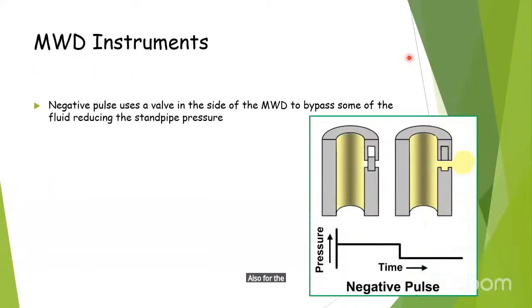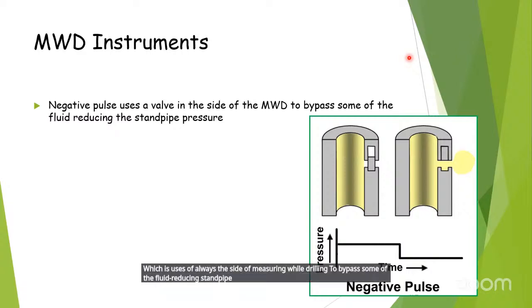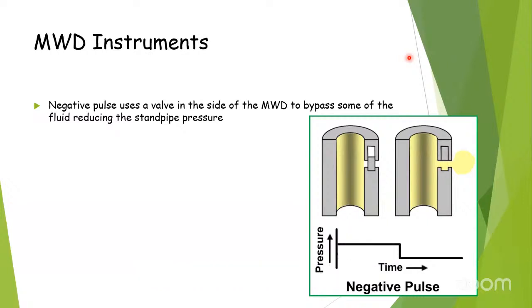Also for the negative pulse, which uses a valve in the side of the measuring while drilling tool to bypass some of the fluid, reducing standpipe pressure. Also, negative pulse telemetry is another mud pulse telemetry method used in measurement while drilling to transmit downhole data to the surface, which is creates a pressure increase.